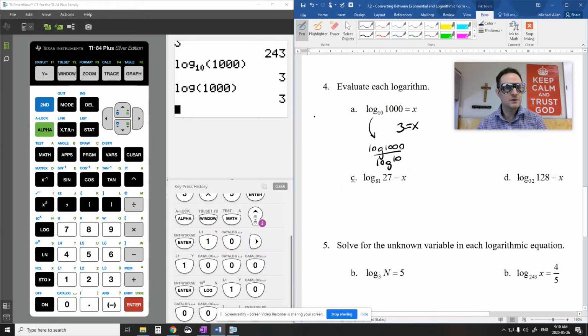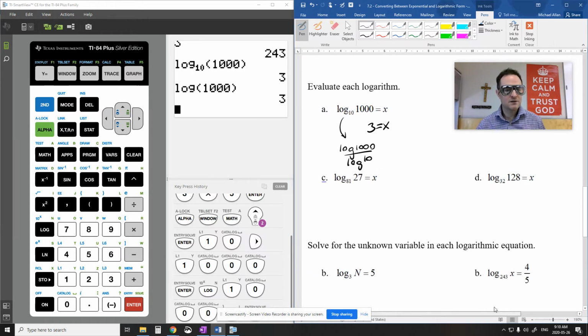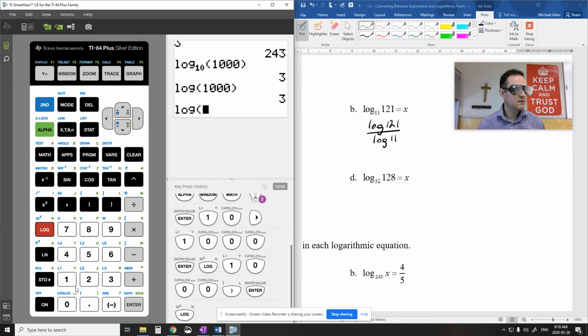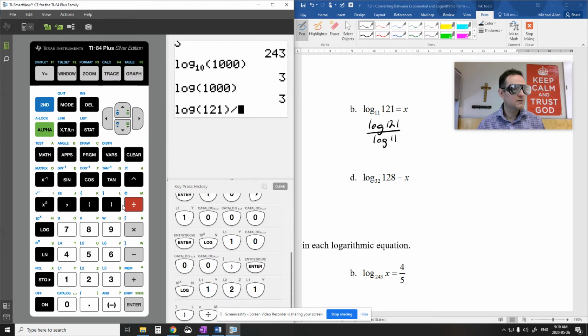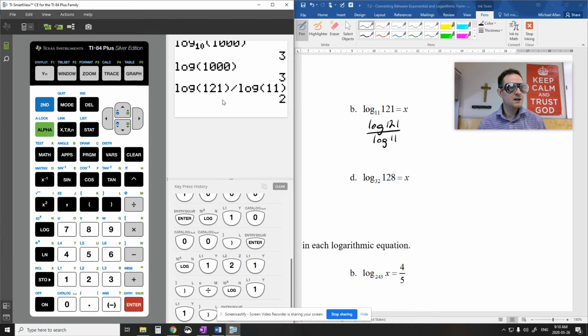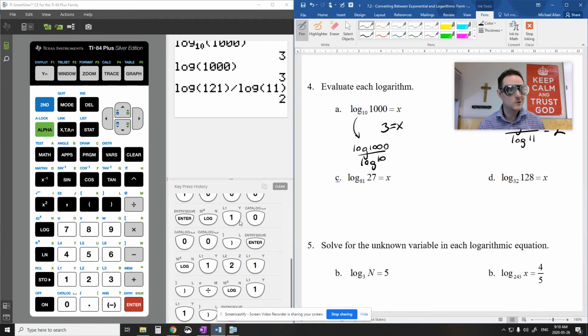Okay, so let's try this one out here. I'm going to do this the old-fashioned way. If I have log base 11 of 121, I'm going to go log 121 divided by log 11. What you're trying to do is keep it as precise as possible, so you're not writing out some decimal and then rounding the answer by accident. You might get something different, like 1.99 when you should get exactly 2.